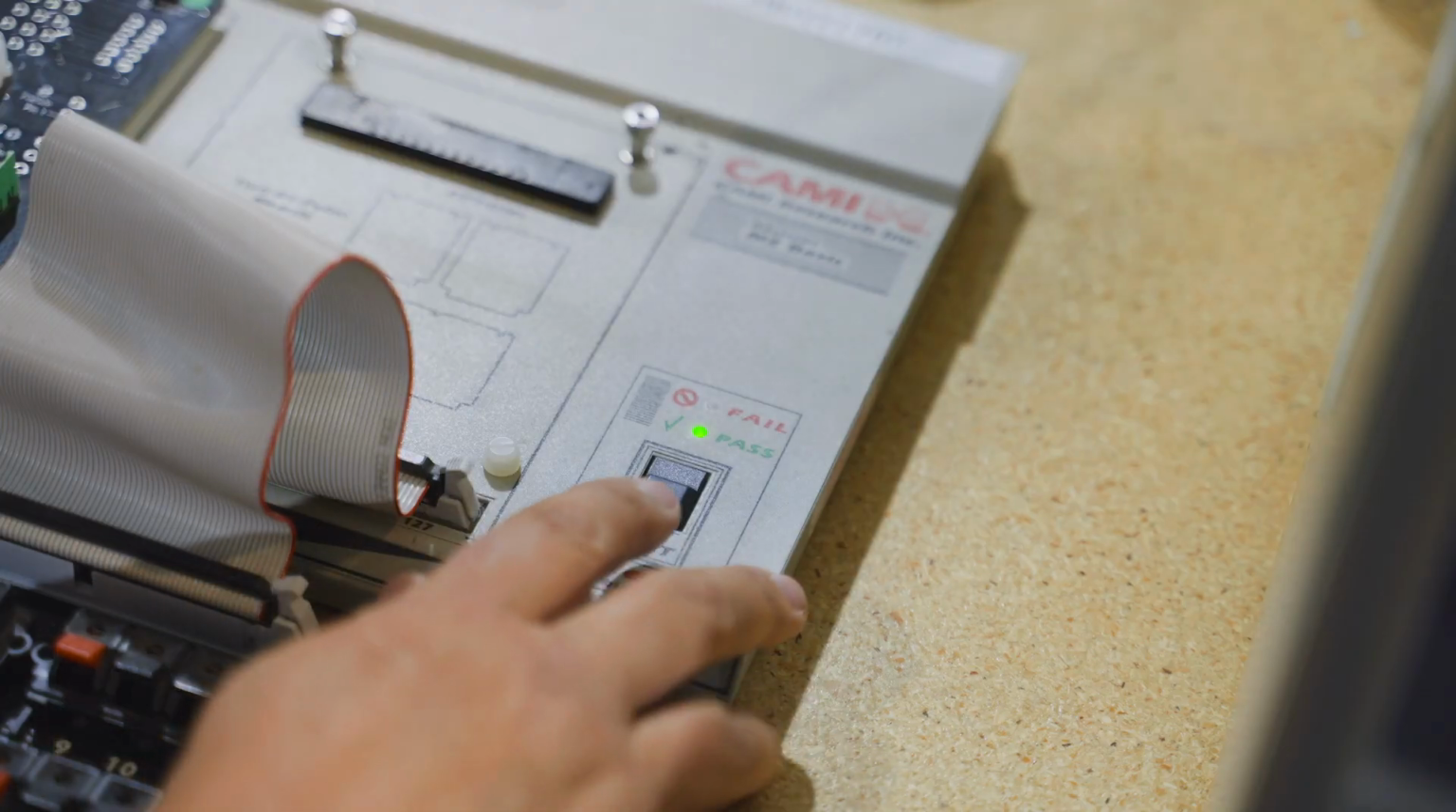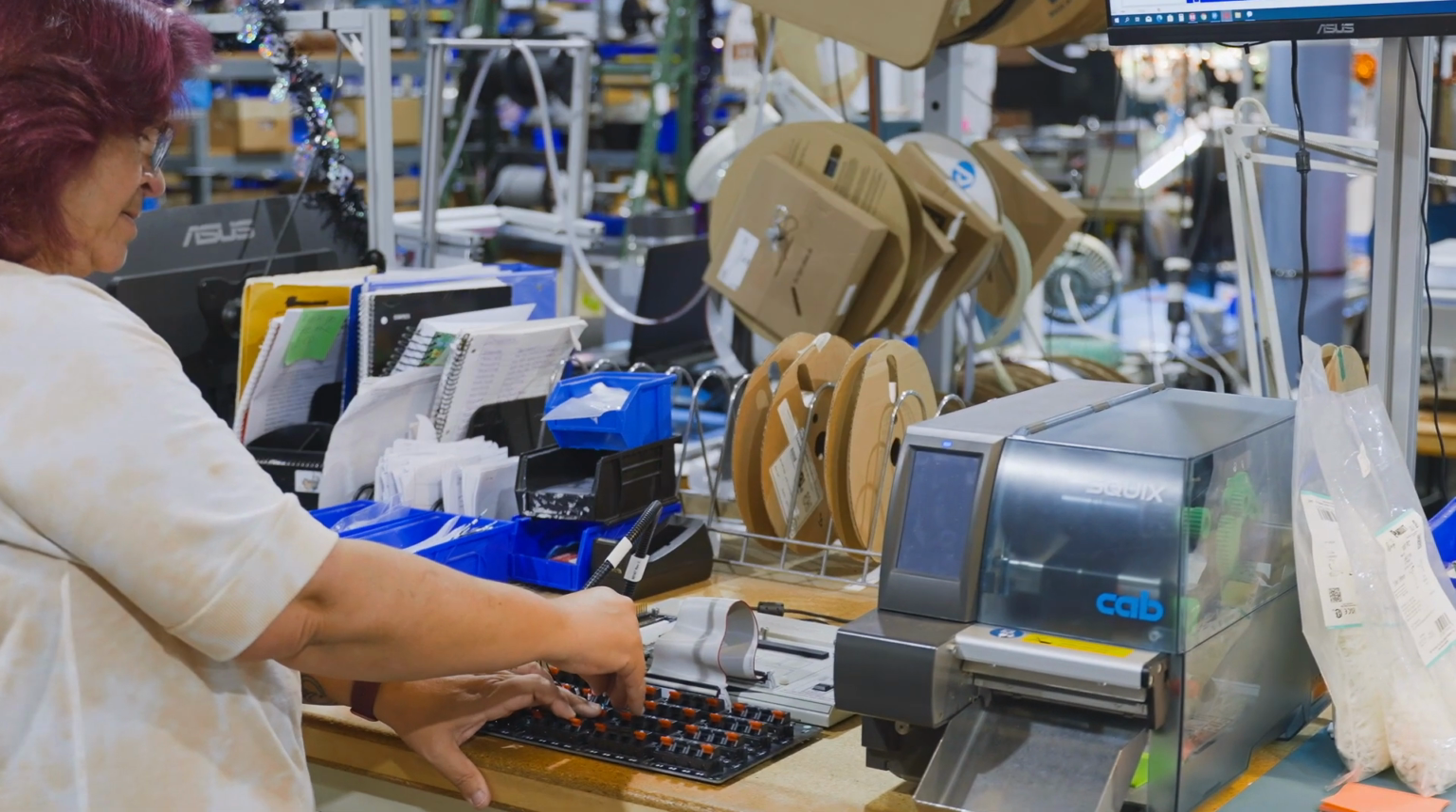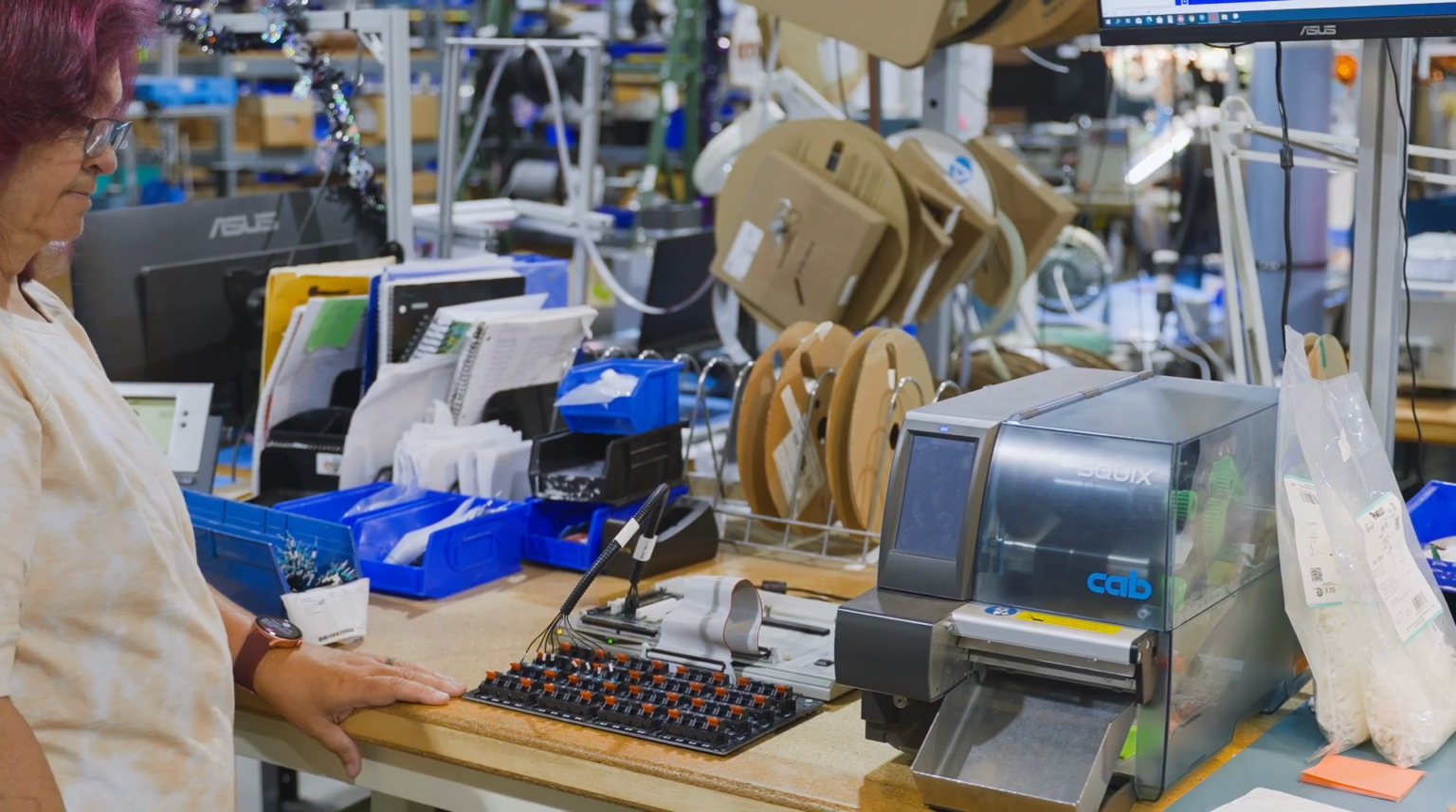The device performs pass-fail checks and identifies opens and shorts. Some companies don't test their cables, but Z-axis tests the vast majority of what we provide.